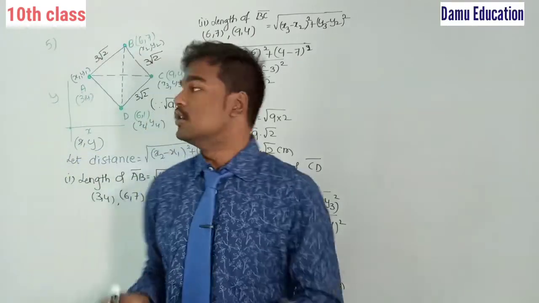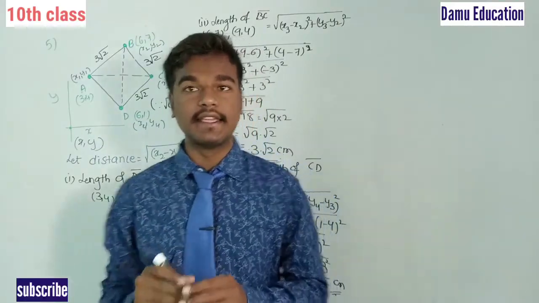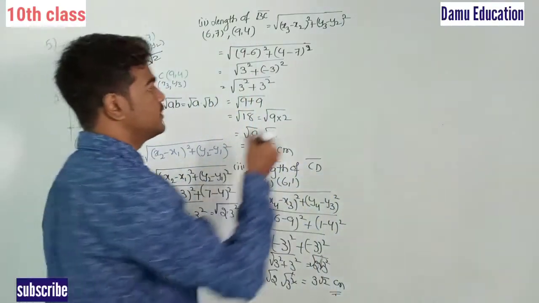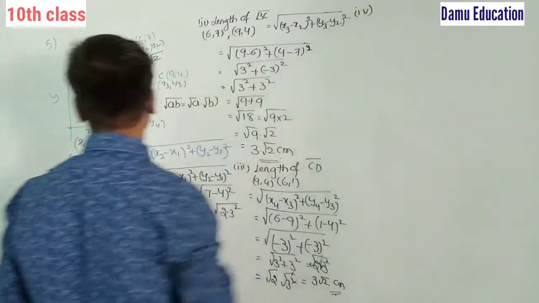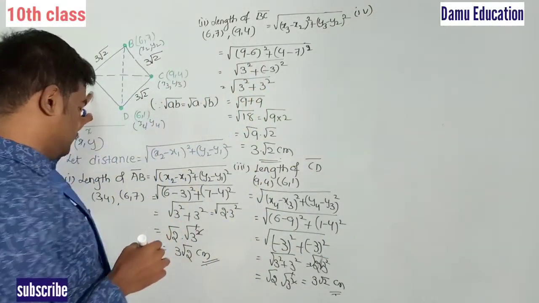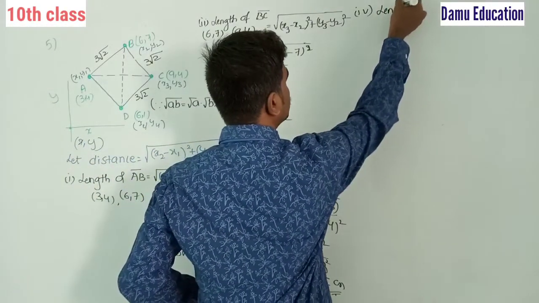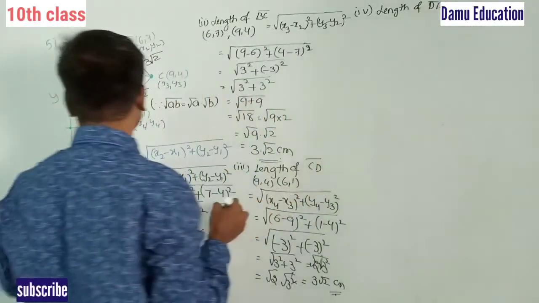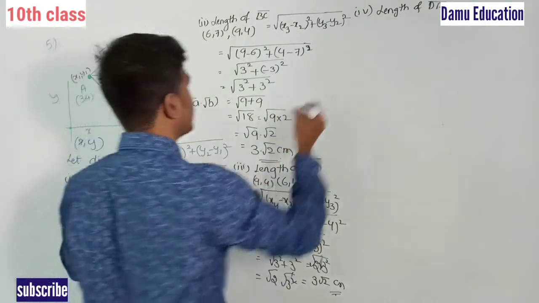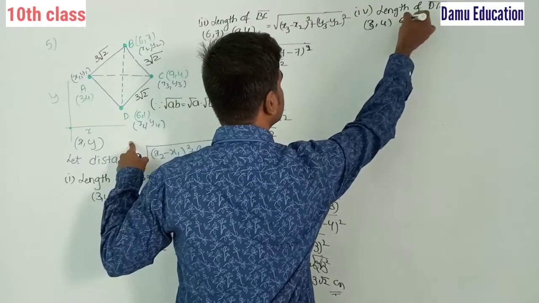Anyway, we got 4 sides, not 3 sides, equal to each other. Now let's calculate the fourth one, DA, the length of DA. So what are the coordinates? 6, 1 and 3, 4.